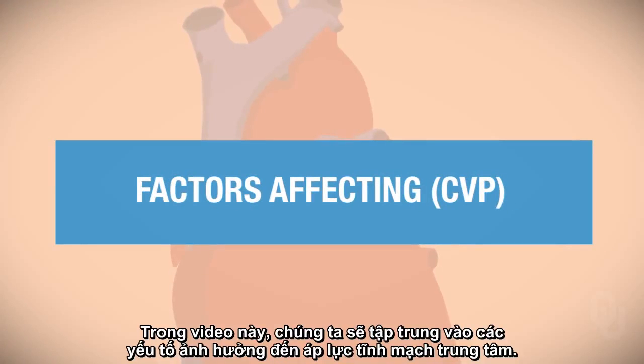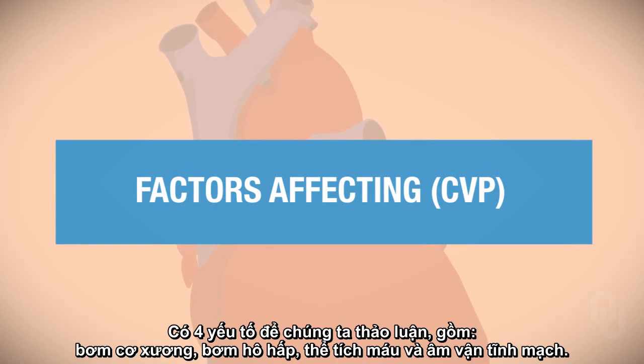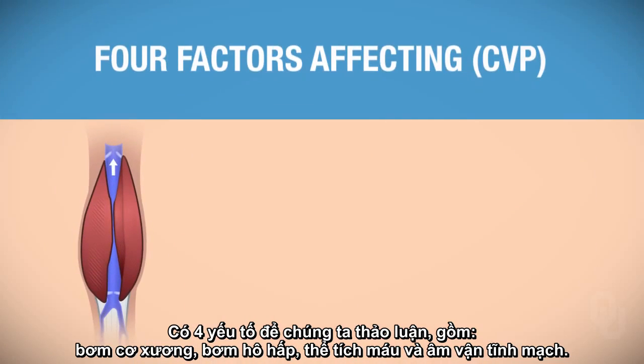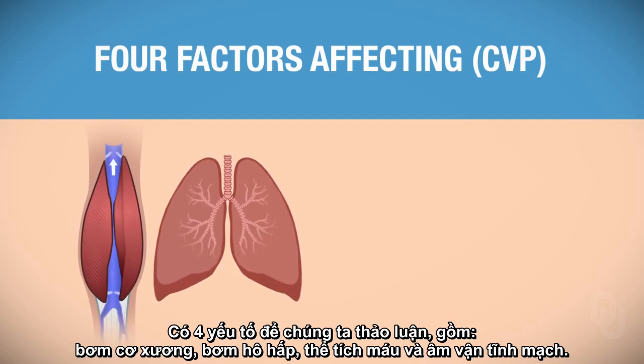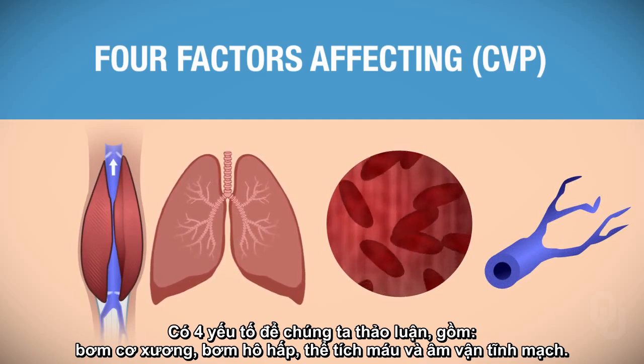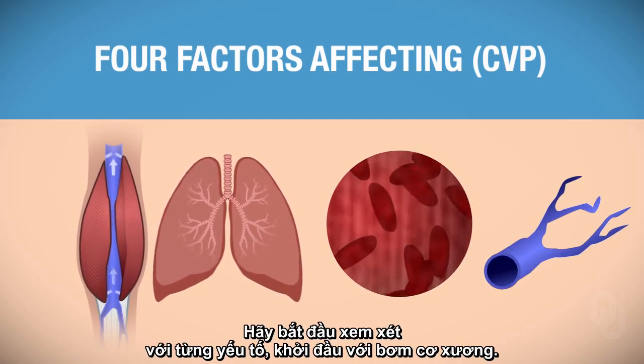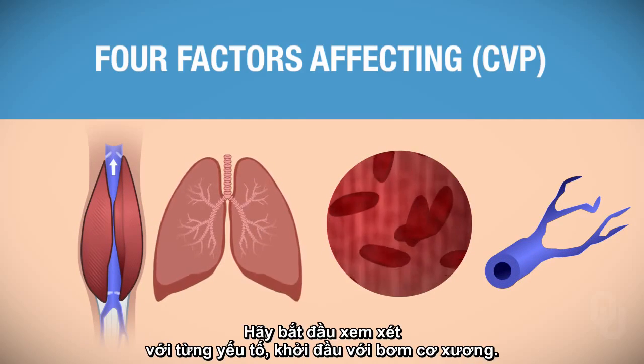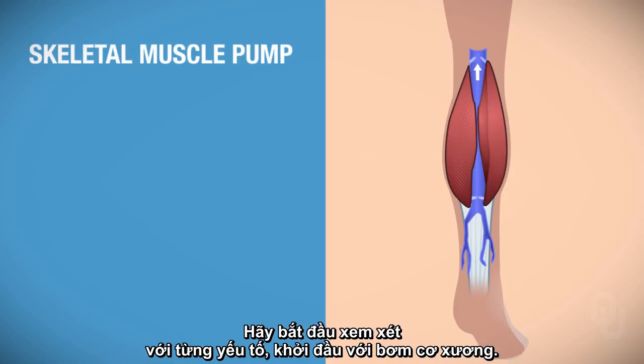In this video, we will focus on the factors that affect the central venous pressure. There are 4 factors for us to discuss: the skeletal muscle pump, the respiratory pump, blood volume, and venomotor tone. Let's work our way through each one of these, beginning with the skeletal muscle pump.